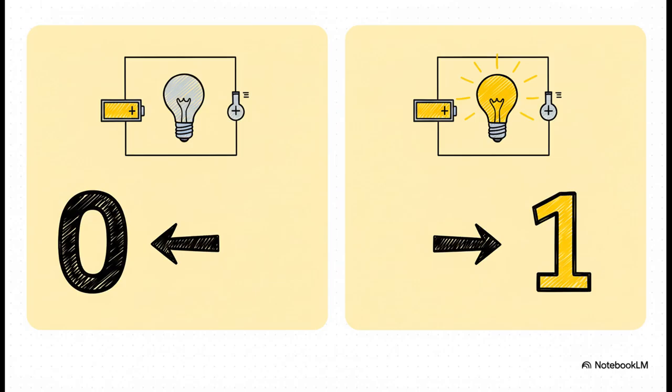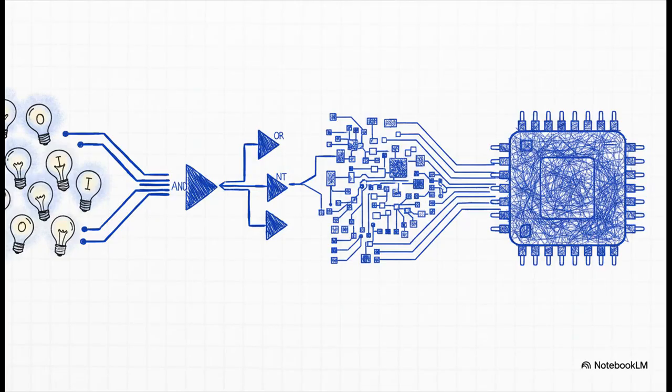We can assign a number, a value, to each of those physical states. The off state with no current, that represents a binary 0. The on state with current flowing freely, that represents a binary 1. This is it. This is how we create the fundamental language of every single computer on the planet. Every single thing your computer does is built from this simple idea.